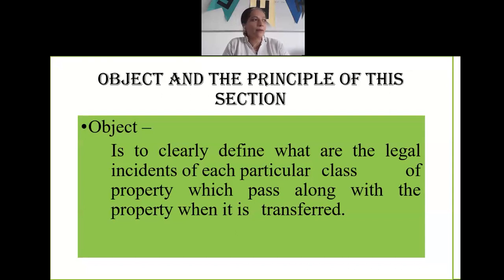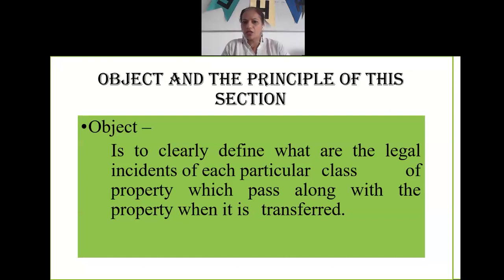Suppose, for example, I am selling that property. What are the legal incidents attached to it? They may be the easement attached to it, the rent and profits attached to it, the benefits arising out of that property, or the title relating to it. They may also be the machineries fixed in that property for the purpose of permanent use. All those things would be transferred from one person to another. So it is to clearly define the legal incidents of each particular class of property.